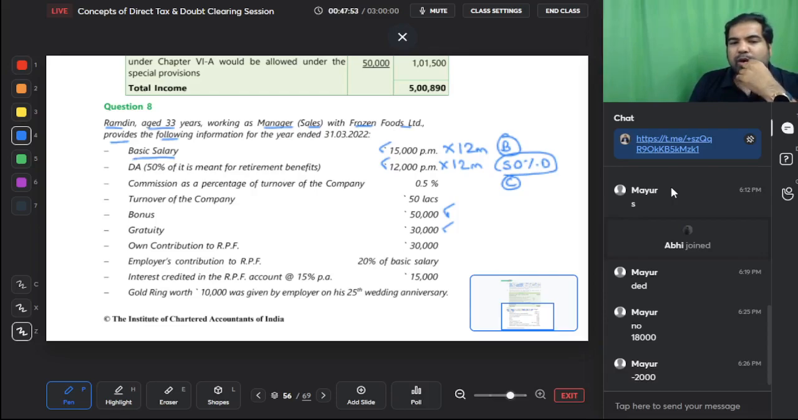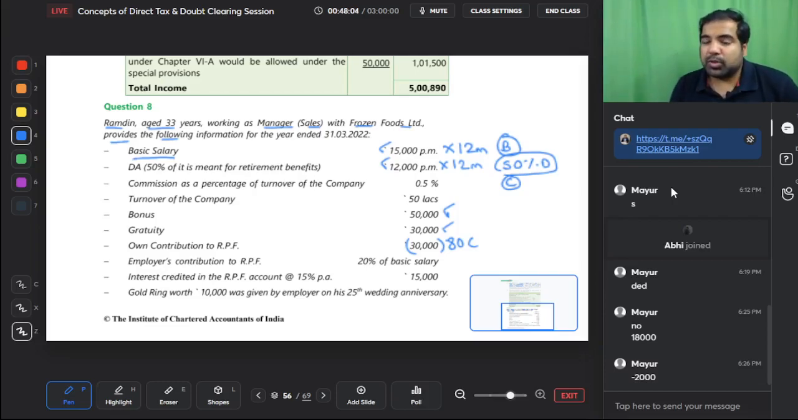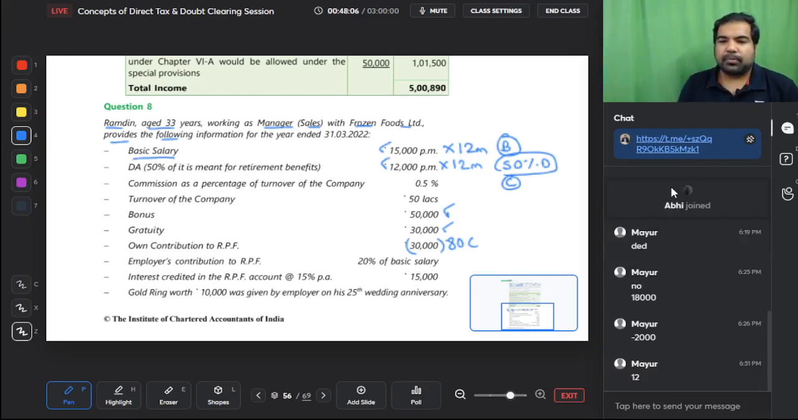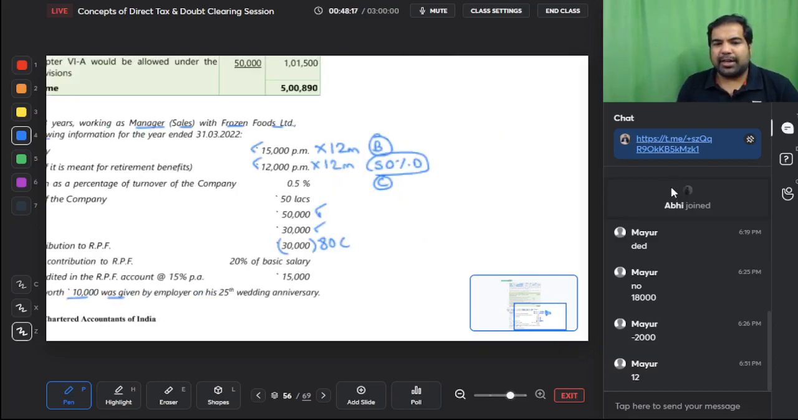Own contribution to RPF, this we will get 80C deduction, I'm putting in a box bracket. Employer's contribution above 20% of basic, so you will first add this and you will minus 12% of BDC. Interest credited, you will add this and you will minus 9,500 because up to 9,500 is exempt. Gold ring worth 10,000 was given by employer, so you have two options, either add the entire thing as a perquisite or add 5,000. I'll take 5,000. And remember, do not forget to minus the standard deduction.